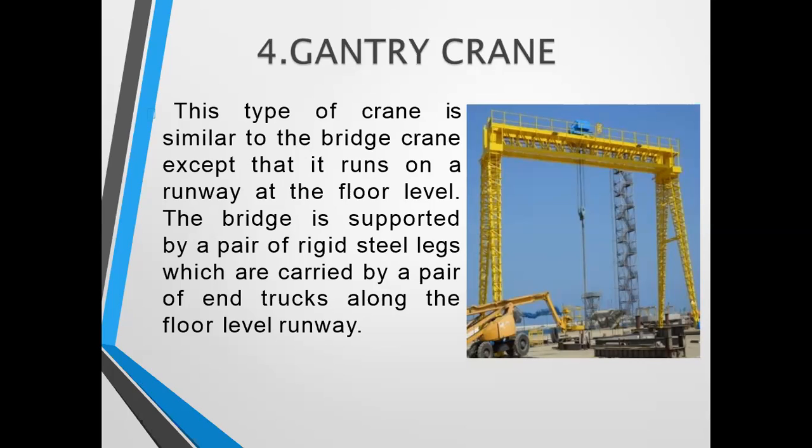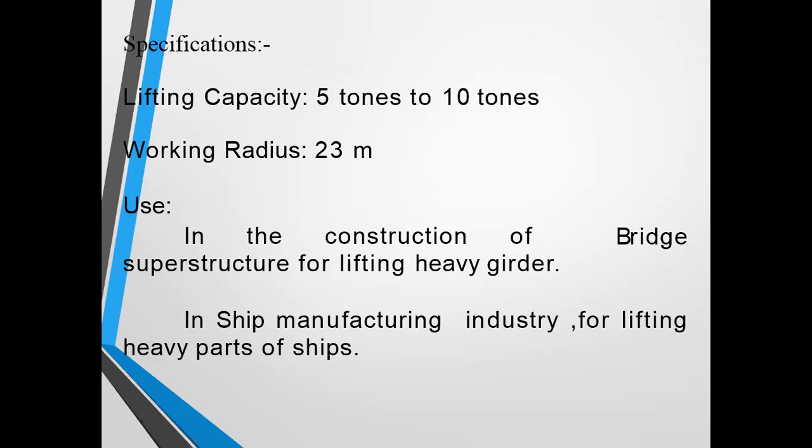So the gantry cranes are used to move machinery parts in the industry, as well as in the shipyard to move the ship engines or the larger machine elements which can't be moved by manpower. So this is the gantry crane. The lifting capacity of the gantry crane is maximum 5 ton to 10 ton, and working radius is 23 meter. In the construction of bridge superstructure for lifting heavy girders, and in the ship manufacturing industry for lifting heavy parts of the ship, gantry cranes are used, right?